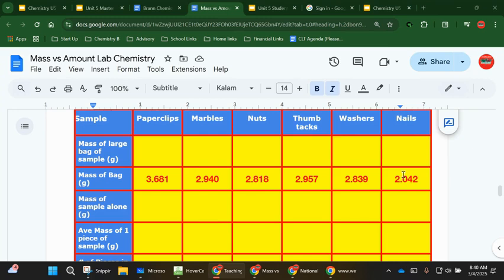Now this number down here has to be what kind of a number, ladies and gentlemen? Good, a number. How about a whole number? Because there were no half of nails. There wasn't a quarter of a marble. So this number down here, you're going to be rounding to a whole number. You're going to calculate how many pieces of each thing were in the bag. So that is what you do when you come in tomorrow. You grab a calculator, you get with your partner, and you get started on that.